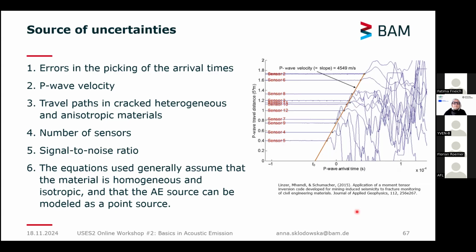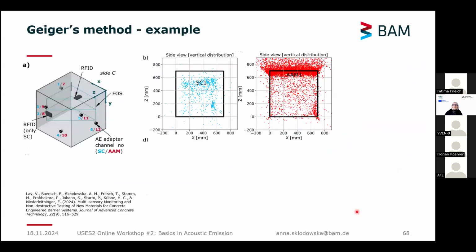The number of sensors and also the signal-to-noise ratio, which is maybe not directly connected with the method itself but matters, for example, for the picking of the first arrival. And the equation generally assumes that the material is homogeneous and isotropic, and that the acoustic emission source can be modeled as a point source. And just to give you an example, this is a localization of events inside a concrete cube.